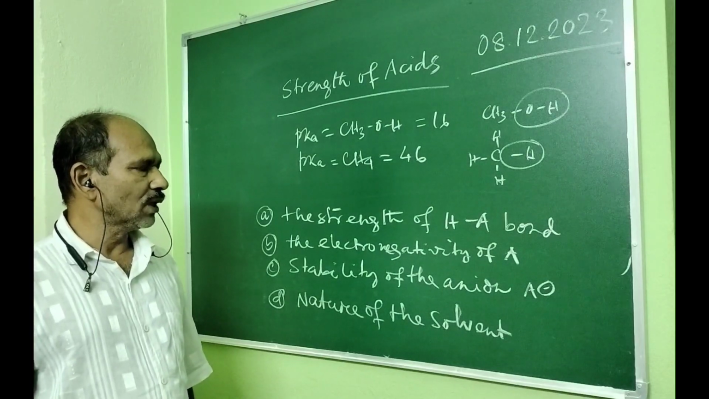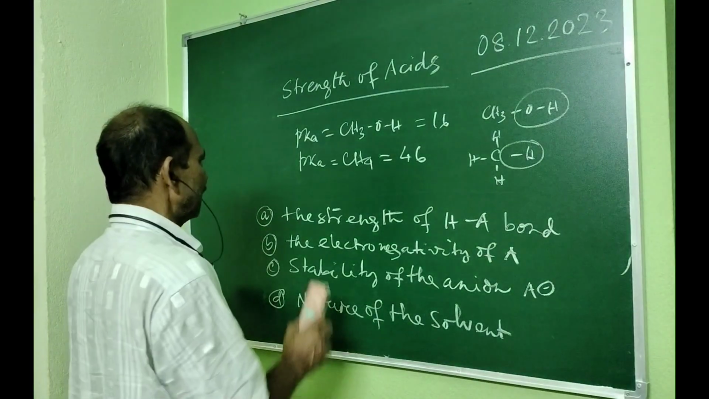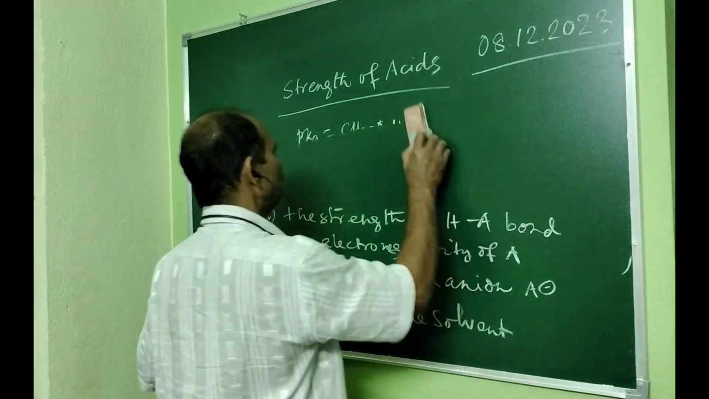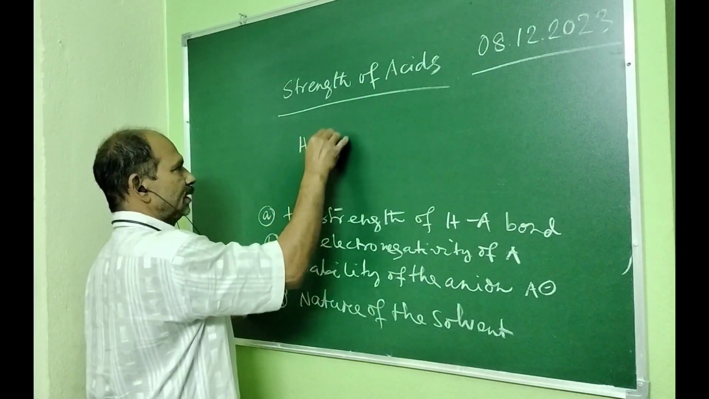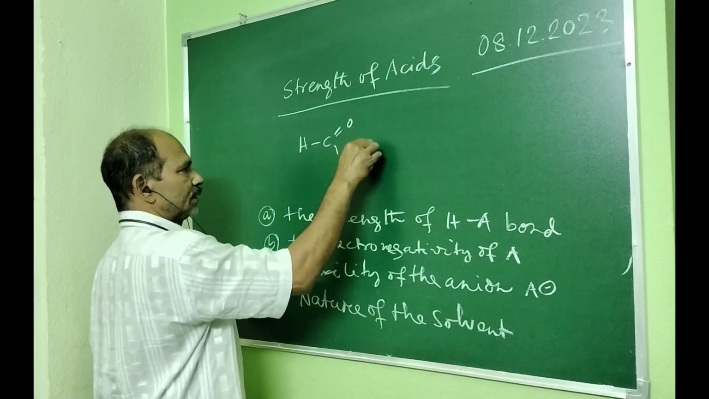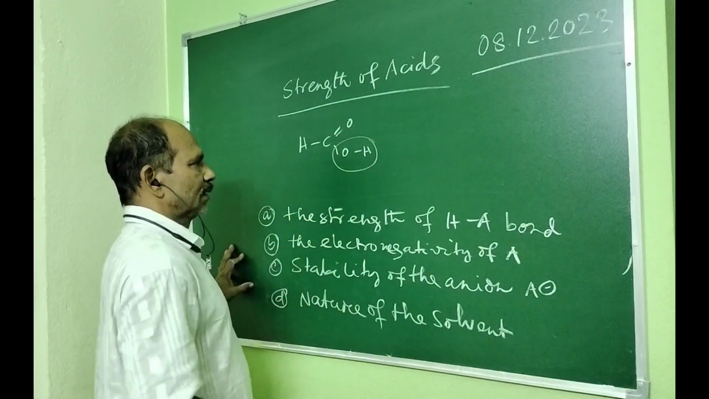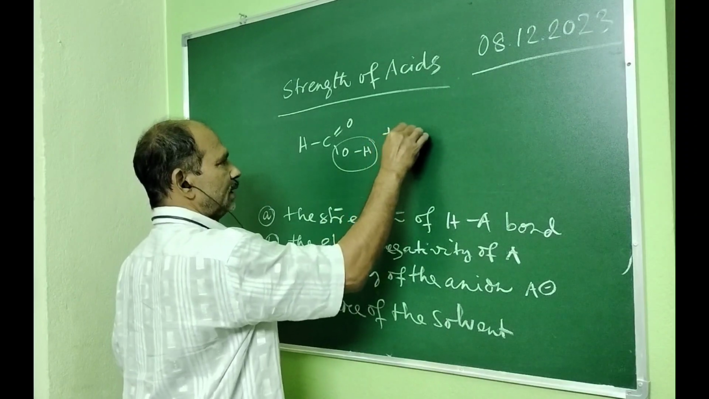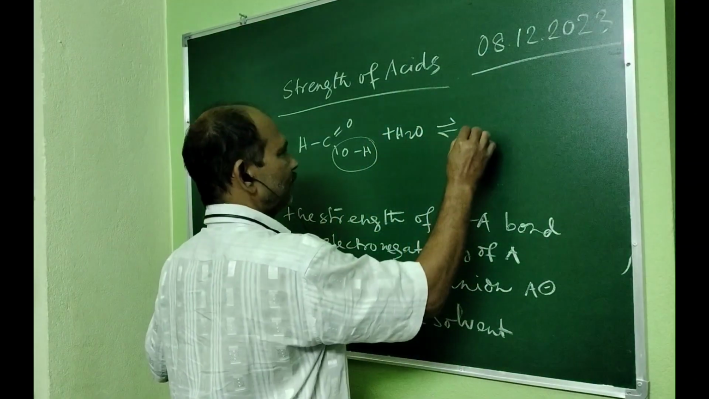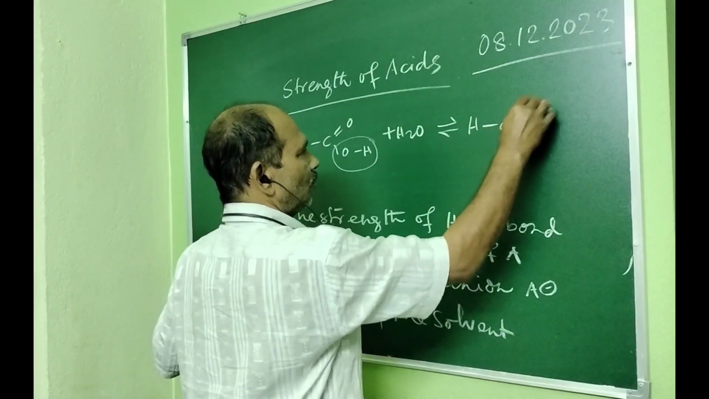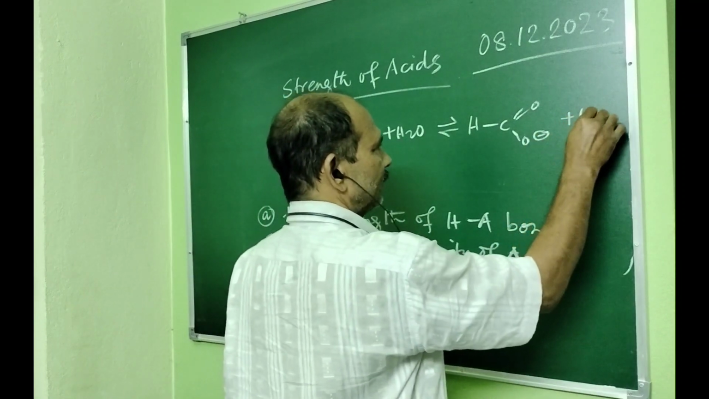So methanol is more acidic than CH4. If we compare another acid like this, methanoic acid, you see these are the bonds. This one is most important here. When we dissolve methanoic acid in water, we get the equilibrium: HCOO minus plus H3O plus.